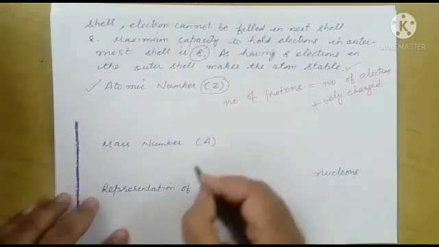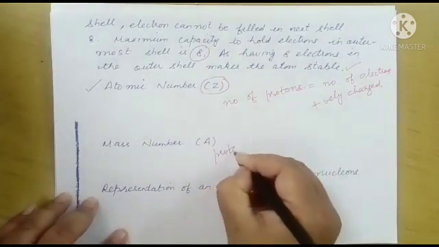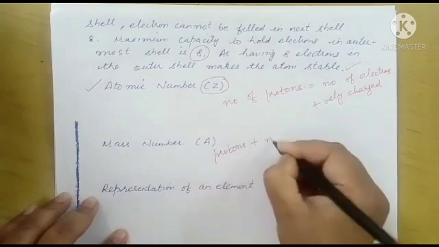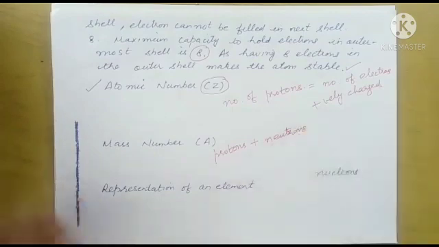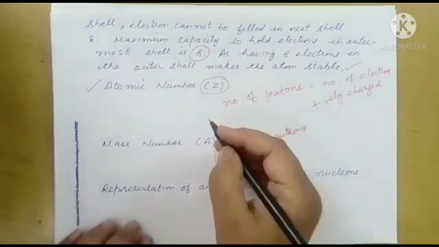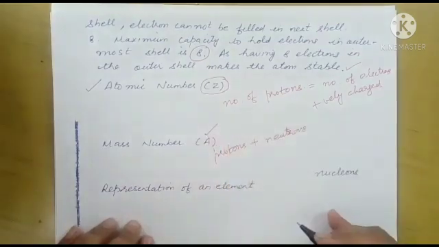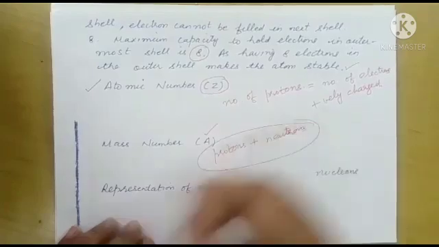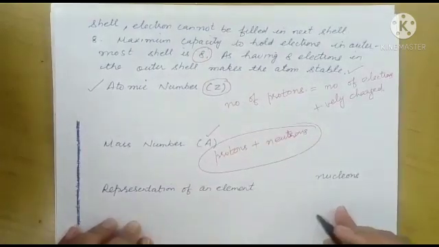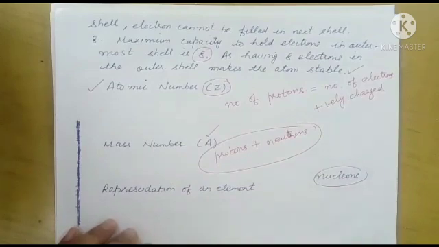Mass number. The total number of protons and neutrons present in the nucleus of an atom is known as mass number. The term is represented by capital A. These protons and neutrons together are also called nucleons.